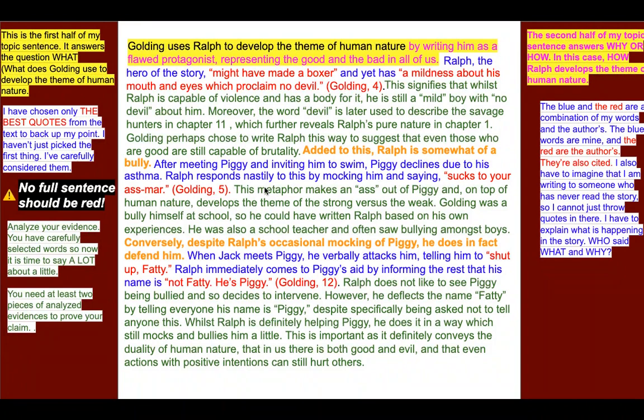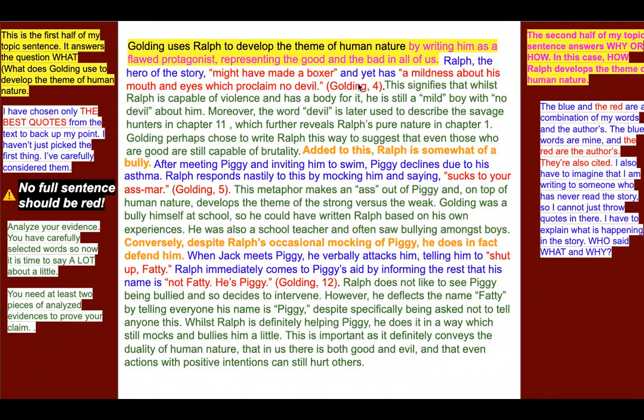Then again, I've analysed it. So I've got this metaphor I've identified, level 1, makes an arse out of Piggy, and explained it. And on top of human nature, it develops the theme of strong versus the weak. Golding was a bully himself at school, so he could have written Ralph based on his own experiences. He was also a school teacher and often saw bullying amongst boys, so this would be level 3 analysis. And then I look at that and I've gone, you know what?